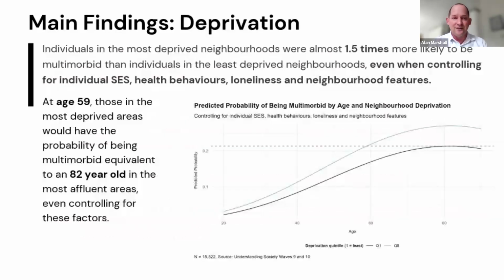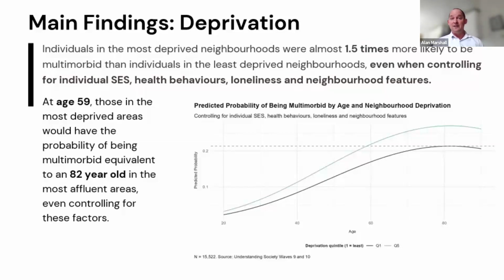Here are our main findings in relation to deprivation. So here we have a graph with age along the horizontal axis and the predicted probability of multimorbidity on the vertical axis. And there are two lines here. The top line is for people who are in the most deprived areas, and the bottom line is for the people who are in the least deprived areas. And we can see a big differential here.